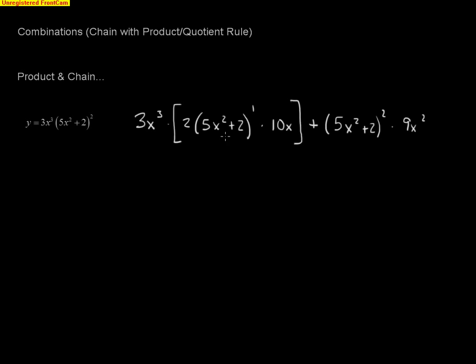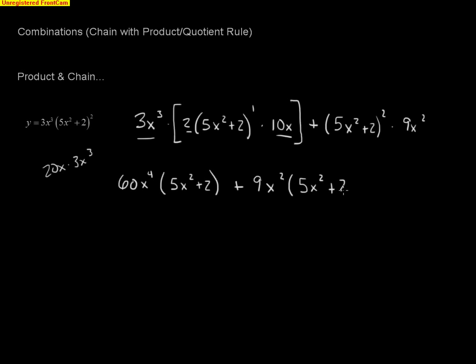So first and foremost, I'm going to have a 10x, a 2, and a 3x cubed that I multiply. So that's going to be 20x times the 3x cubed. So that's going to give us what, a 60x to the fourth times a 5x squared plus 2, and then plus a 9x squared times a quantity of 5x squared plus 2 squared.